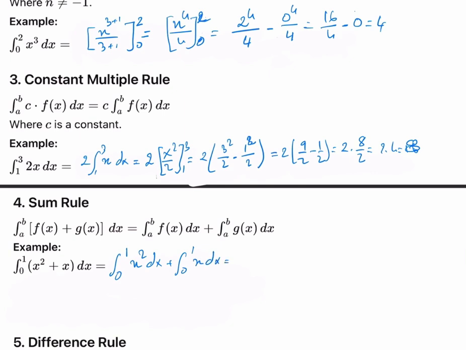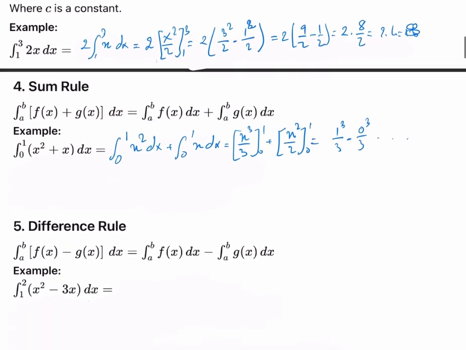the first one, x to the power of 3 divided by 3 from 0 to 1, plus x squared divided by 2 from 0 to 1, which is equal to 1 to the power of 3 over 3 minus 0 to the power of 3 over 3, and you just continue the calculation, which is easy.